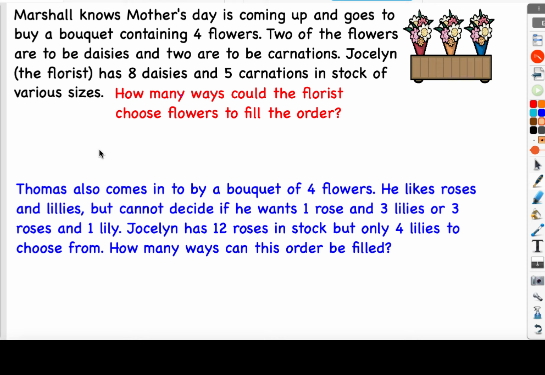Well, realize we've got 8 daisies to pick from. And again, we're not going to really care about the order in which we pick them, so let's just call it a combination. But we're going to choose, right, 2 daisies of those 8 daisies. And at the same time, from the 5 carnations, we're also going to choose, right, 2 of those flowers. So realize if we want to do both of those things at the same time, we're doing one and the other, right? Basically, we're just going to multiply.